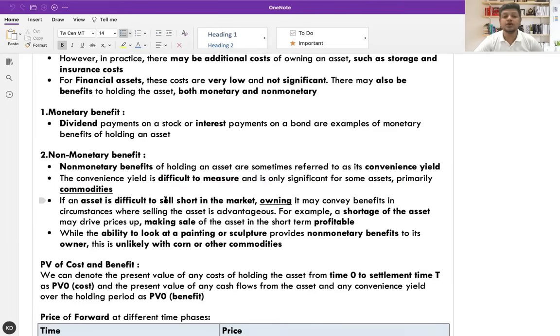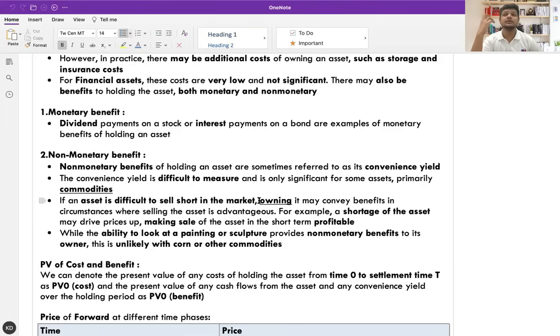If the asset is difficult to sell short in the market, for example, you can do short selling of a commodity, but you have to deliver the asset, right? Means in order to do short selling, I should have the asset either now or I should be able to deliver it in the future. Correct? Because short selling means I am committing to sell it to you, right? And if you ask me for delivery, then I should have that physically with me. Clear?